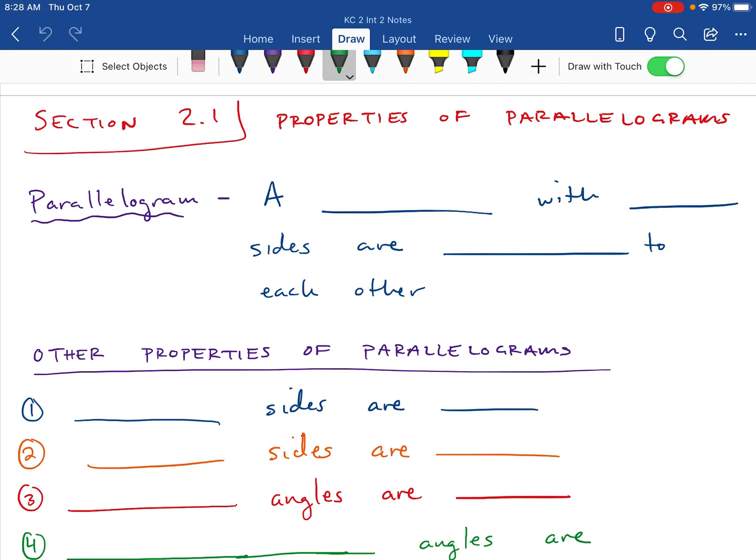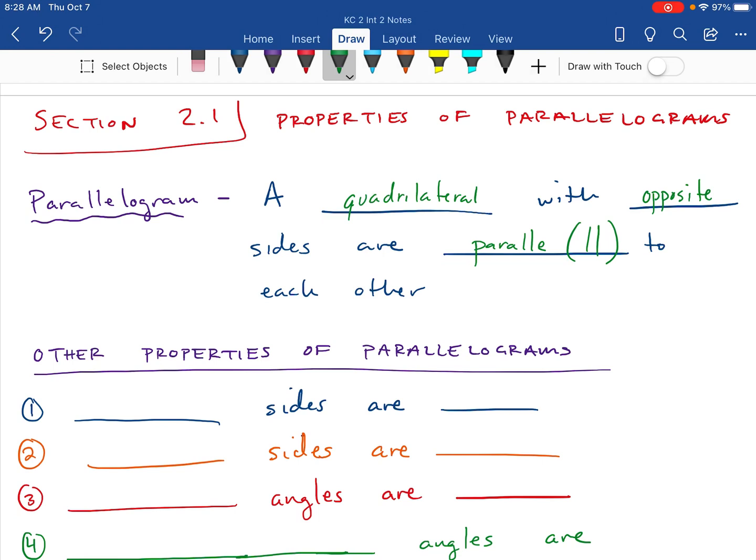Okay, properties of parallelograms. So a parallelogram is a quadrilateral. Remember, a quadrilateral is a four-sided figure with opposite sides are parallel. And if you're not sure what the symbol for parallel is, it's two lines, like two L's, to each other. Okay, so a quadrilateral where opposite sides are parallel to each other.